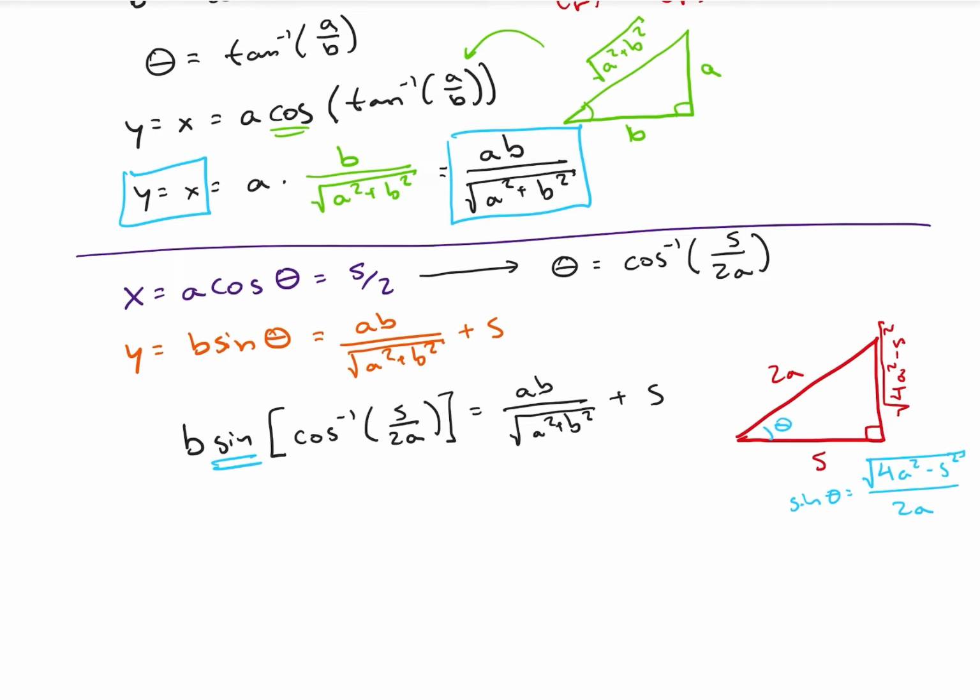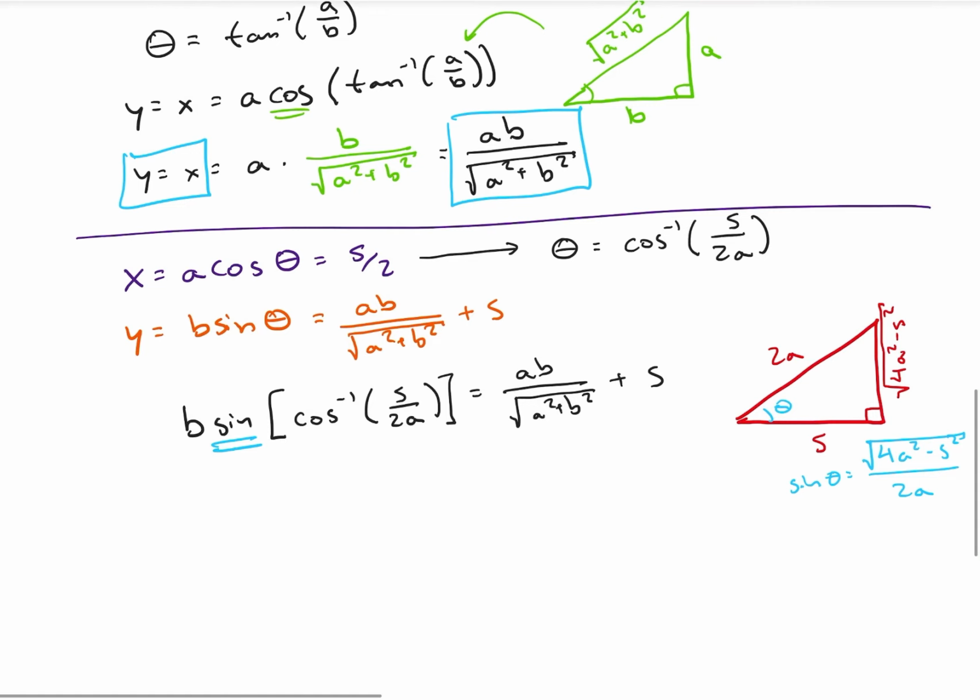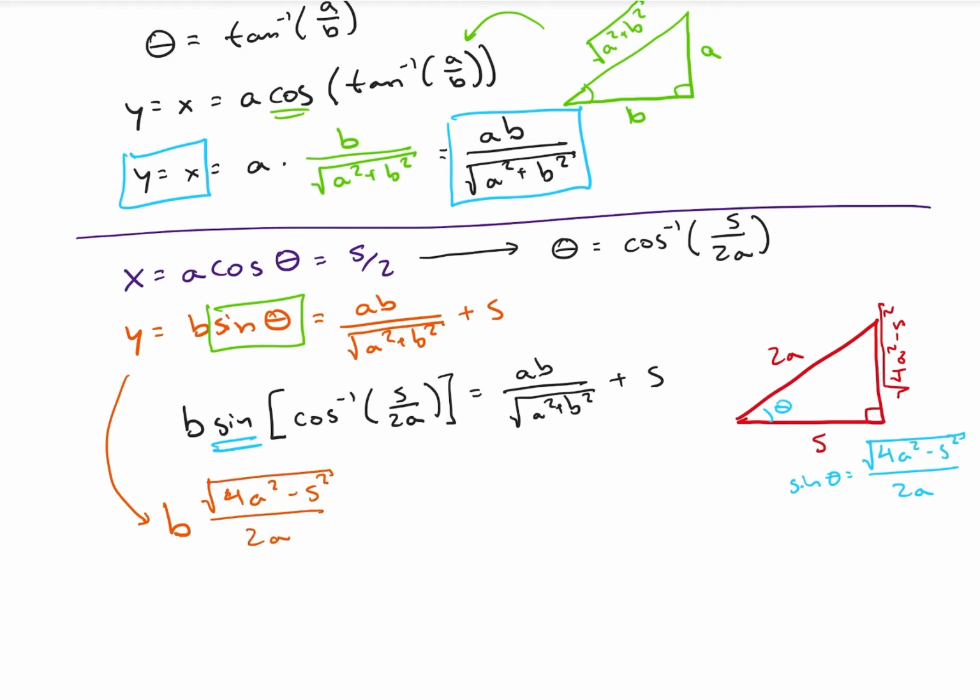Okay. So we're making a little bit of headway here. Let's go ahead and rewrite my equation and substitute in for sine of theta. So now I'm going to get b times the square root of 4a squared minus s squared divided by 2a is equal to ab over the square root of a squared plus b squared, plus s.